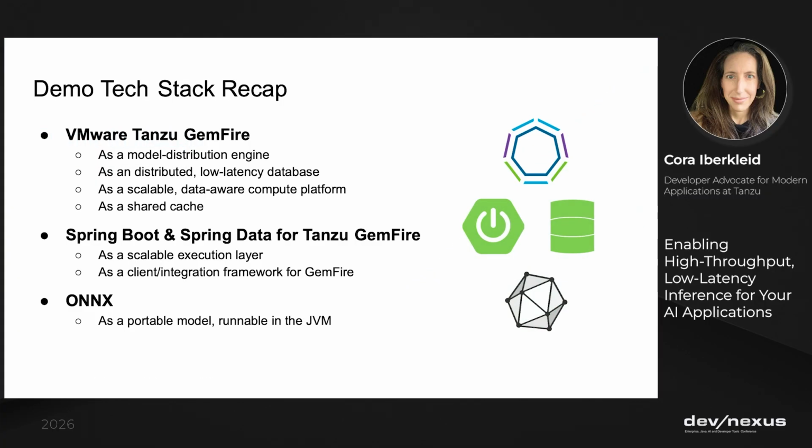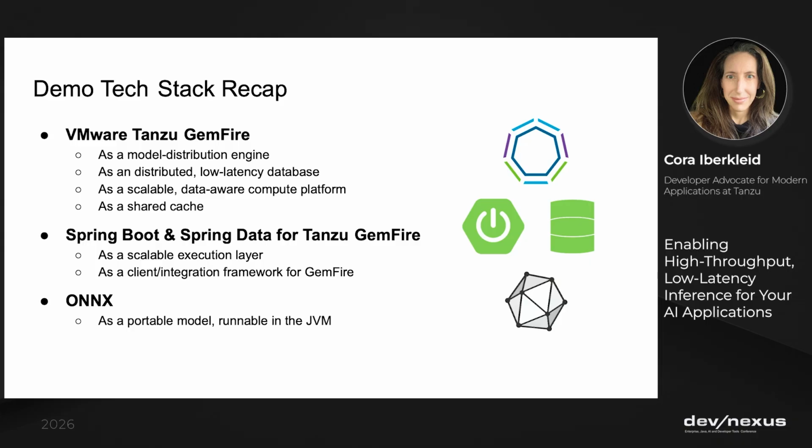Okay, so just to recap, right? We're using Gemfire here as a model distribution engine and propagation of changes, as a low latency database, right? Because it's storing all this data, but it's also making it available to us as in-memory operations rather than disk I/O. But it's also a low latency database because it does offer that persistence layer with guaranteed consistency. So we get the best of both worlds there.